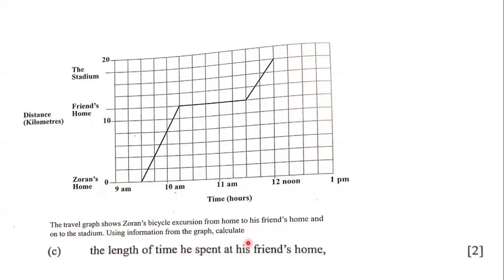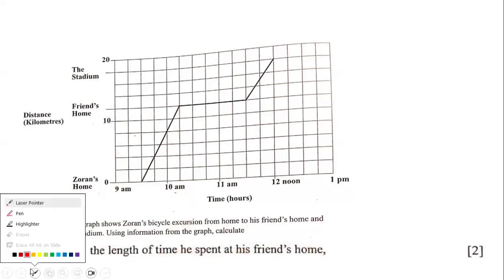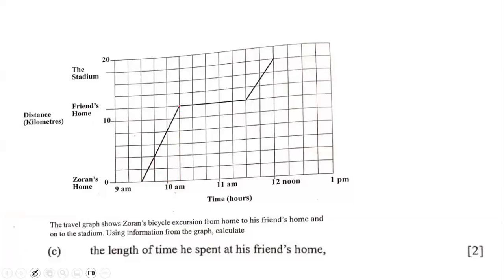Next, it says we need to calculate the length of time he spent at his friend's home. So we know he arrived at his friend's home at 10:15 a.m. And here we have him leaving his friend's home. So he left his friend's home at 11. So this right here is 11, then this is 11:15, this is 11:30. So that means that he arrived at his friend's home at 10:15, but he left at 11:30.